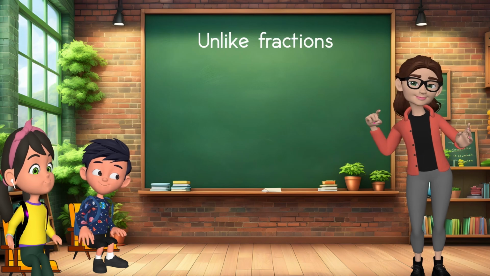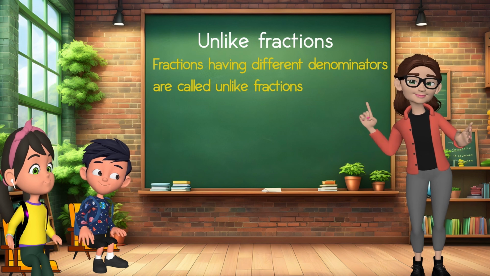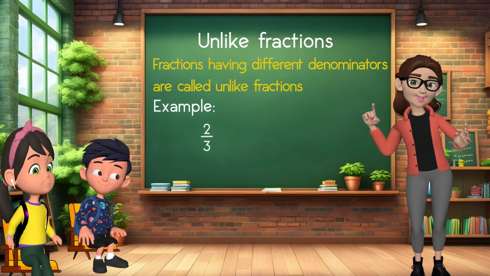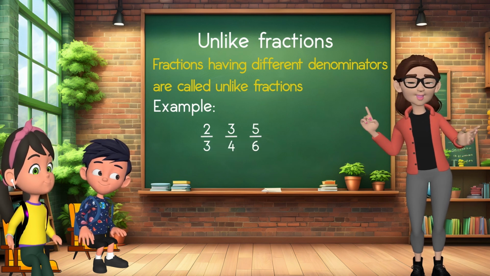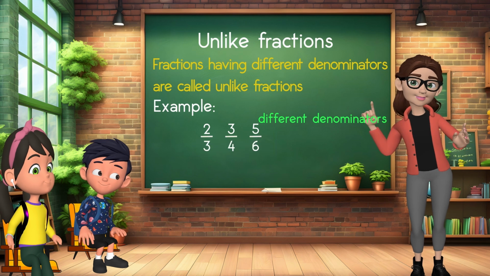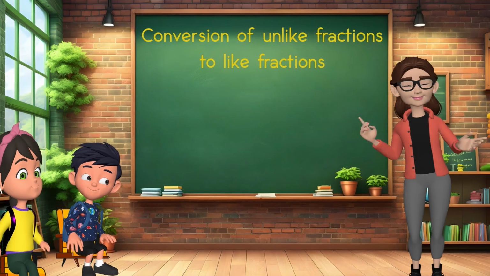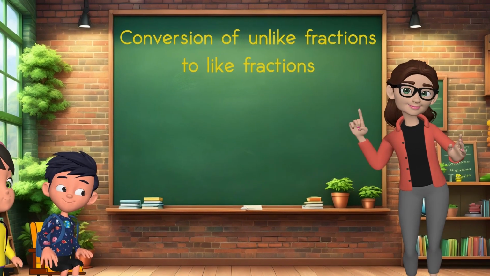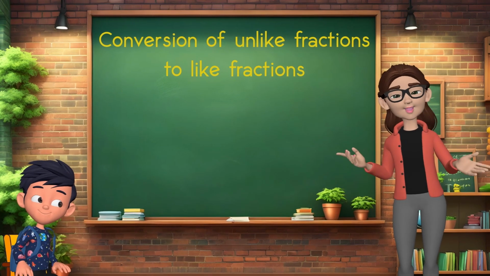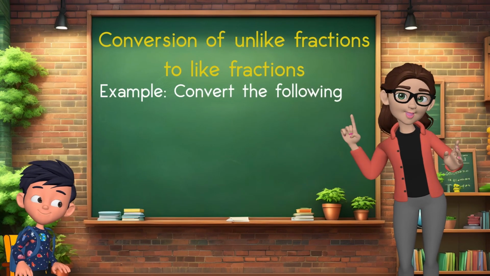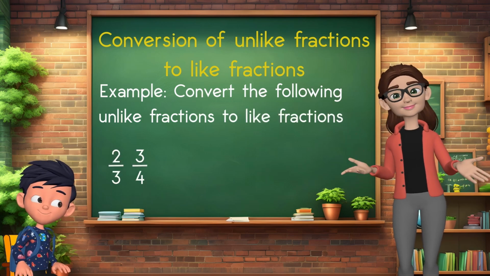Unlike fractions. Fractions that have different denominators are called unlike fractions. Examples: 2/3, 3/4, 5/6. All these are unlike fractions because they have different denominators, that is, bottom numbers are different. We can convert unlike fractions to like fractions by making the denominators same, that is, by finding the common denominator. Example: convert the following unlike fractions to like fractions: 2/3, 3/4, 5/6.